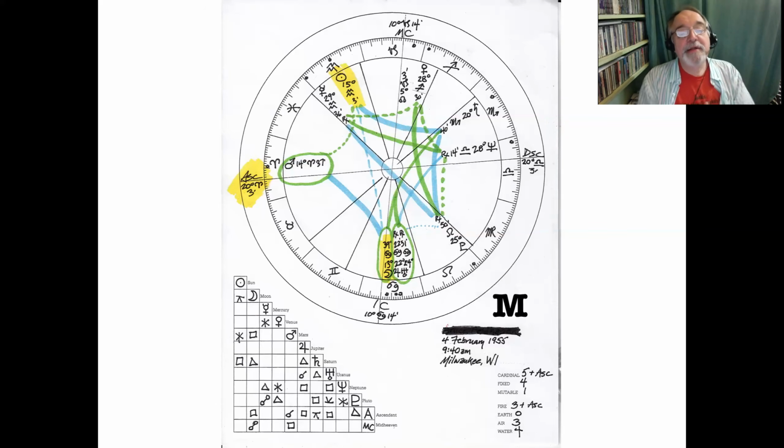Okay, let's add the minor aspects. This is helping soften it, and I'm happy to see these. Now we have Mars sextiling the sun, so hopefully that'll soften the square to the moon. We have Mercury sextiling Venus, and then Venus sextiling Neptune.